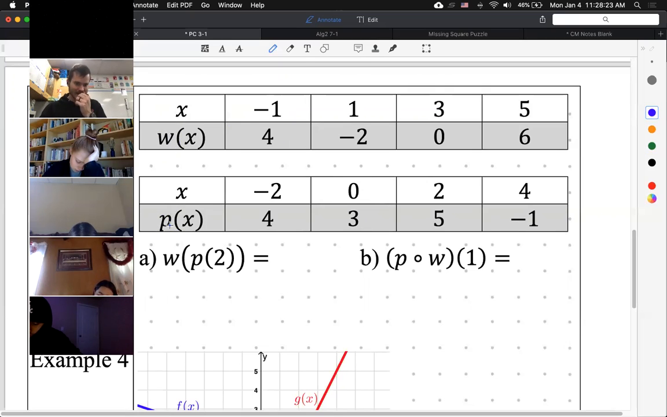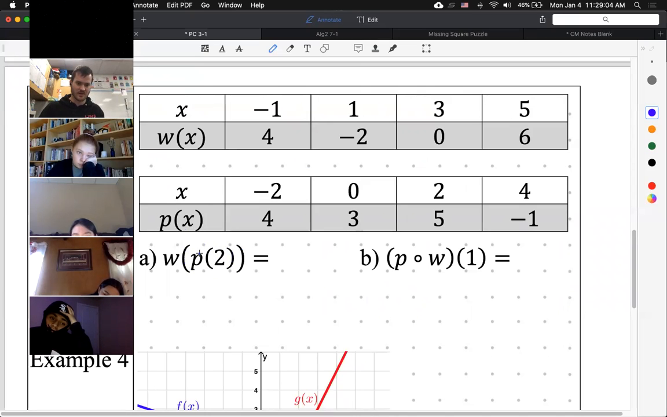Okay, so let's look at A. A is saying, hey, I'm plugging in 2 into this composition of W and P. What do we do? Let me ask the class: 2 is going to be plugged into P or W first? Which one goes first? With a quiet raised hand, someone will tell me. Does 2 go into P or W first? Beverly? P. Exactly. So I'm looking not at the first table, I'm looking at the second. I'm plugging into P first, it's the innermost, the farthest one to the right.